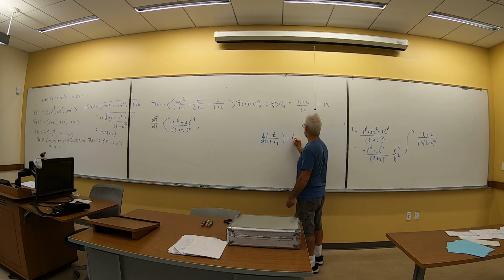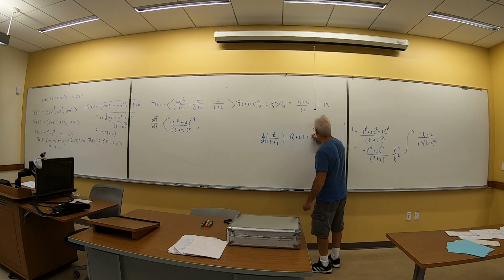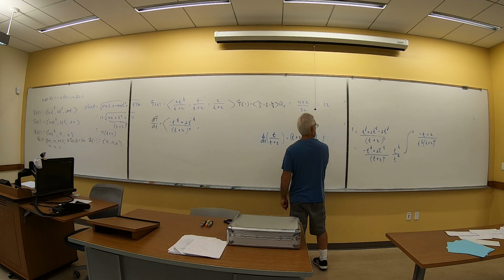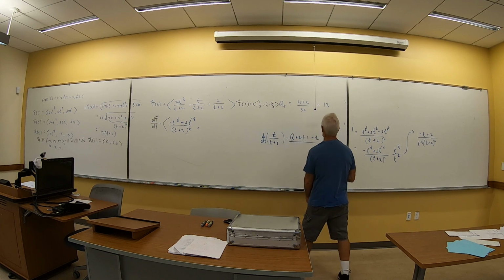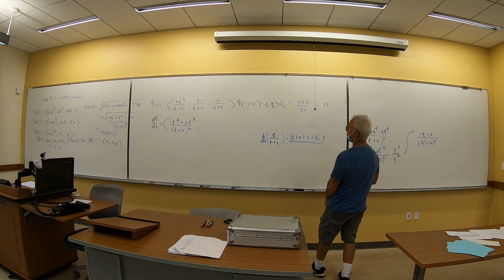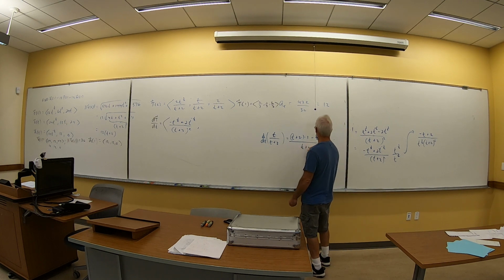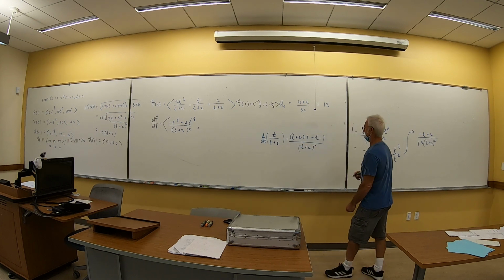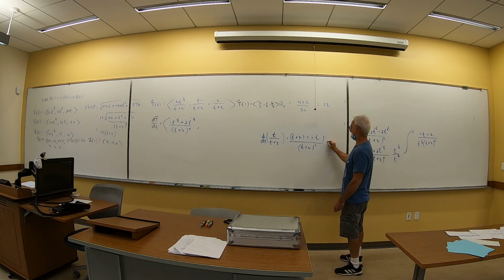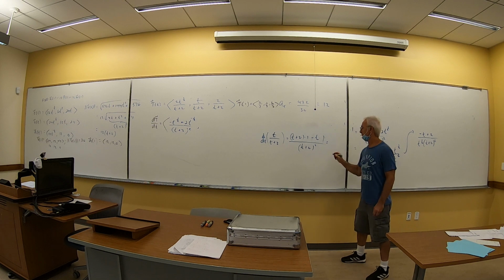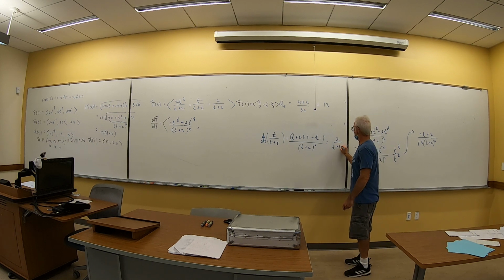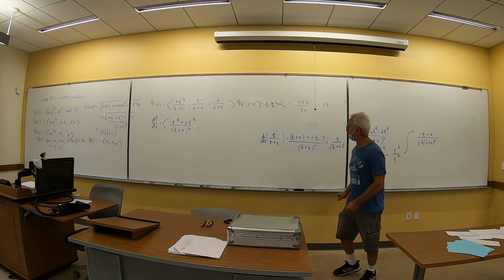Okay, so bottom times derivative of top minus top times derivative of bottom, and then bottom squared. What does that give us? Well, the t's cancel, and I just get what? 2 over t plus 2 squared. Is that all I get?